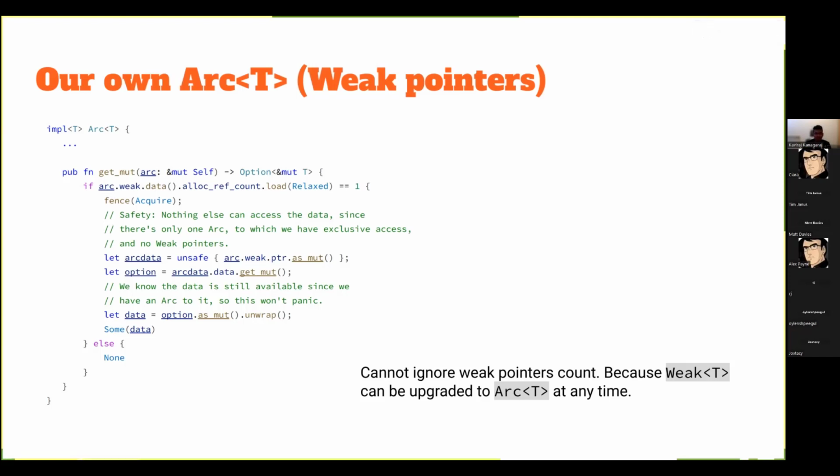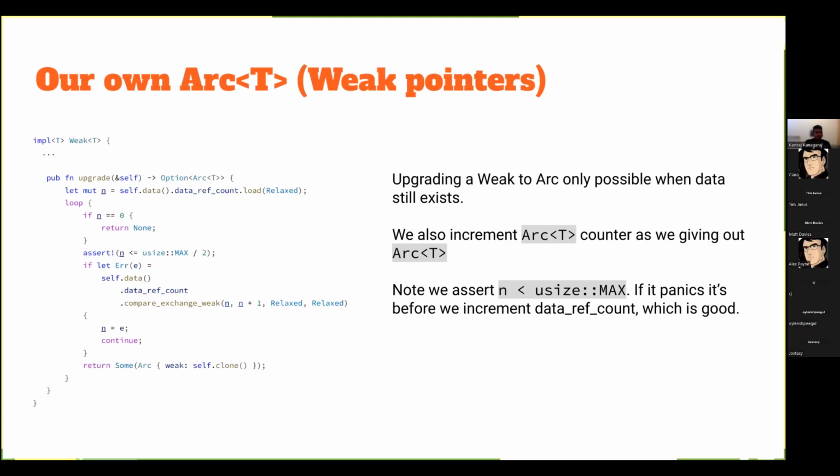Yeah, no change in there. So yeah, we have this upgrade here. So this upgrade is basically how, so you have a weak pointer and you need to use the T inside the weak pointer. So how do you use it? This is a case where even though you have a weak pointer, the underlying T could have been dropped because there was no Arc, right? So that's what we check here.